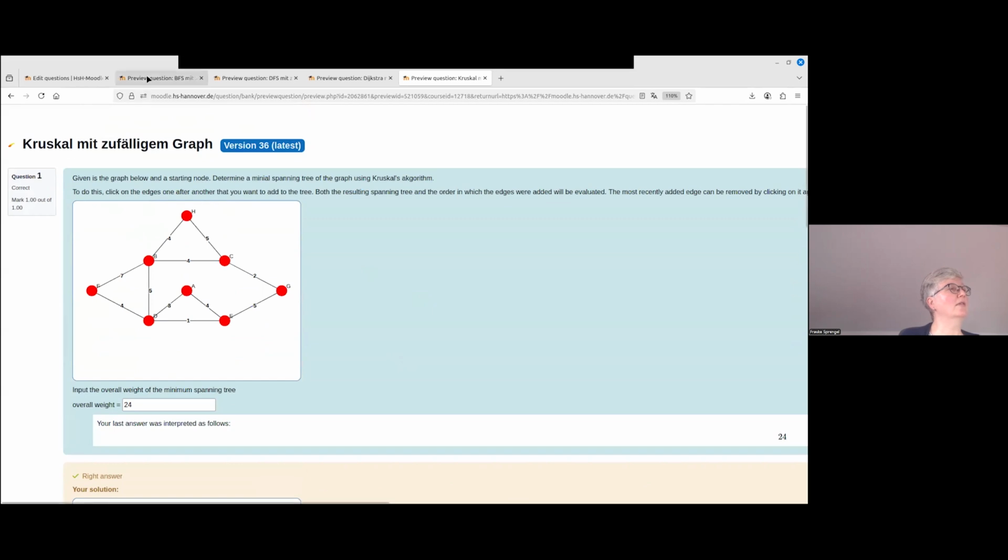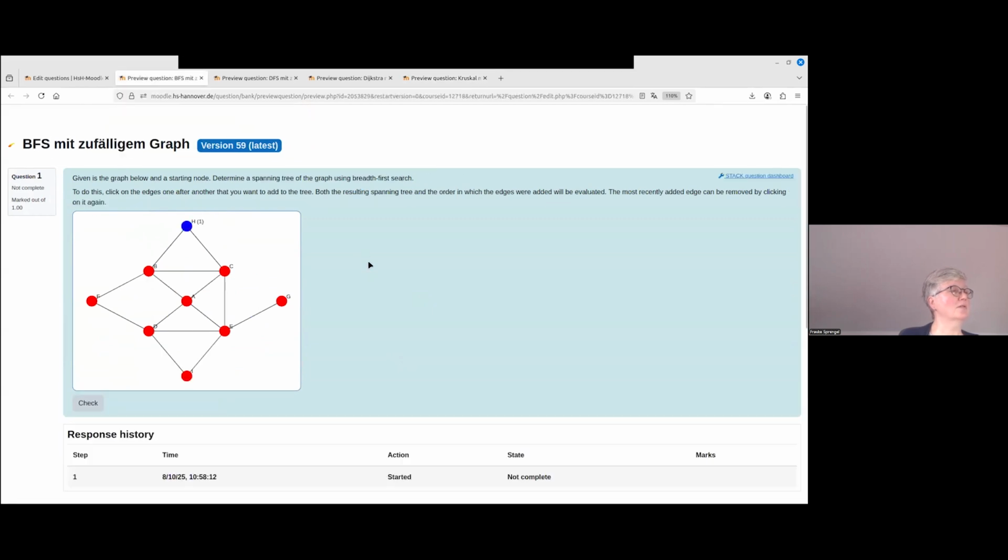When we have a look at the other questions, you will see that it's not so new if we have breadth first search. It's more or less the same idea as with Dijkstra's algorithm. Here we have to do it breadth first. So we have to go here, maybe, sorry, here and here. And this is already done.